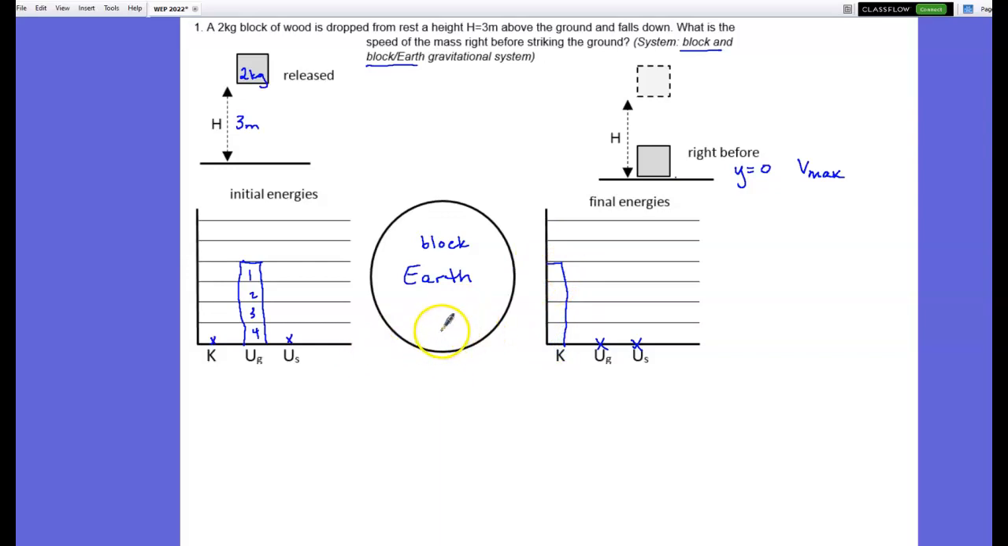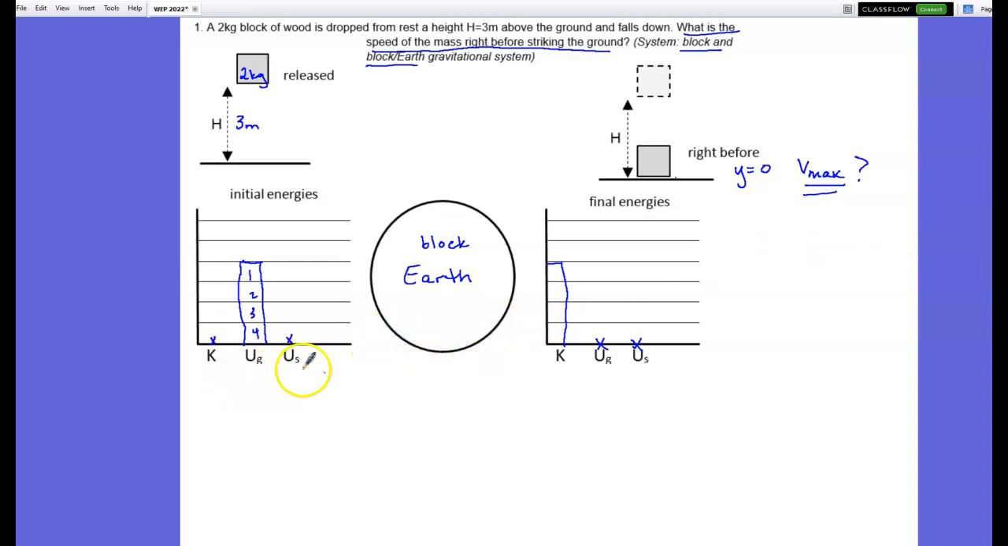Now I can write my conservation of energy equation, because the point is, what is the speed of the mass right before striking the ground? And so my equation is the total mechanical energy remains unchanged. Now, mechanical energy can increase if energy is added, or it can decrease if energy leaves. And so then our conservation of energy equation has to say, well, this is our energy at the beginning, we added, we took away, and now this is our energy at the end. But there is no energy added or taken away.